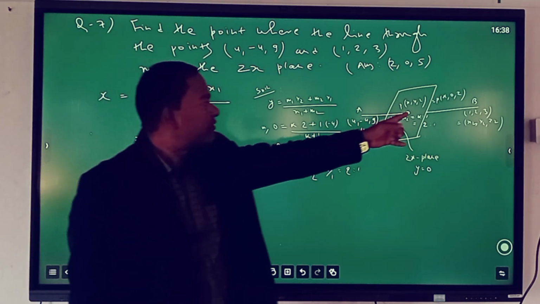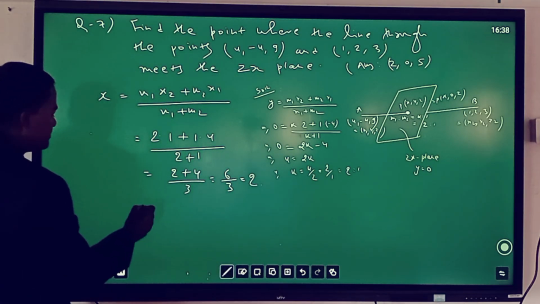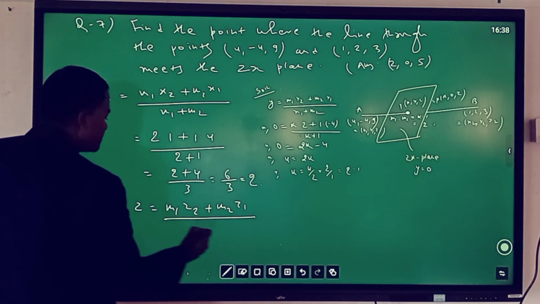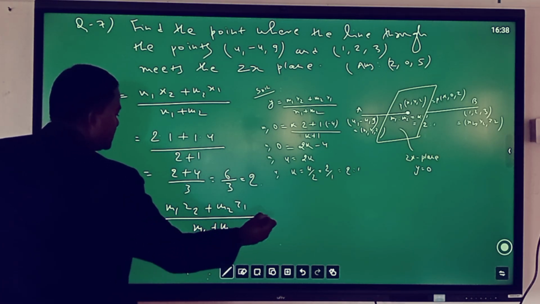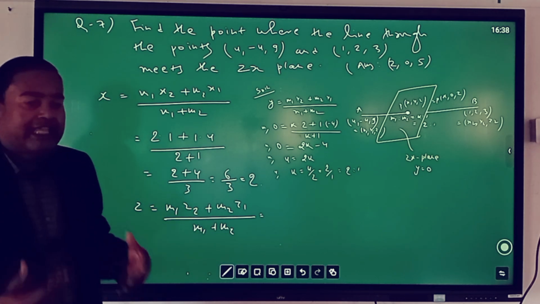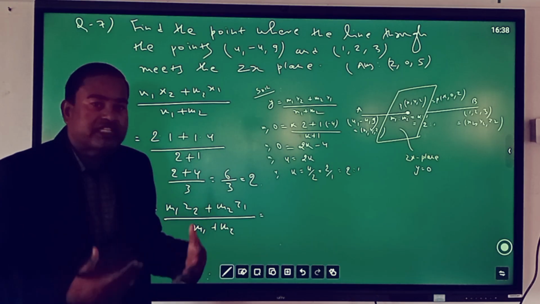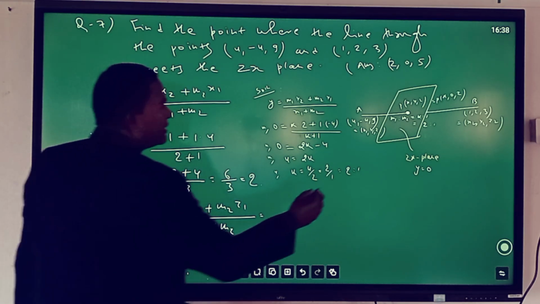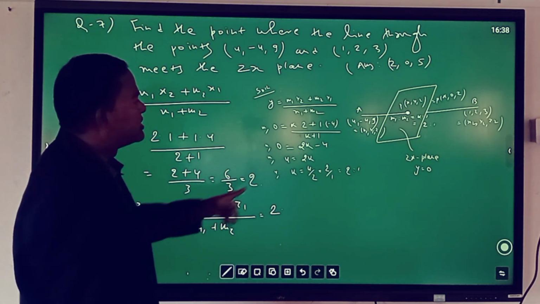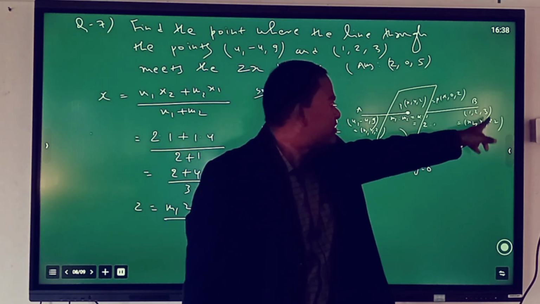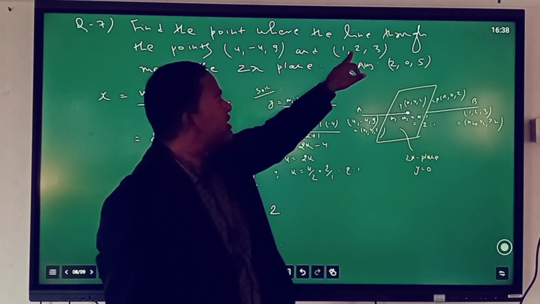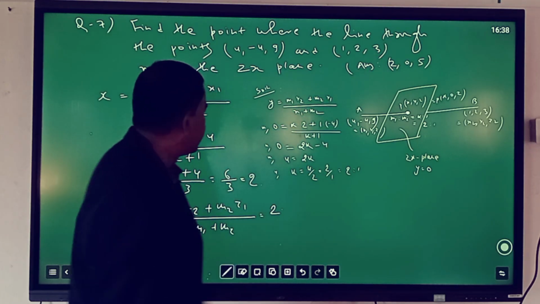Now let's use the formula of z. We know that the z coordinate is m1 z2 plus m2 z1 divided by m1 plus m2, and let's put the corresponding values. The value of m1 means 2. Supposing the first point as x1 y1 z1 and the second point as x2 y2 z2, the value of z2 is 3.